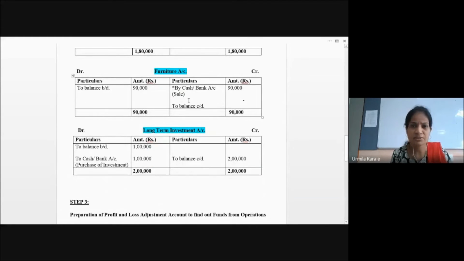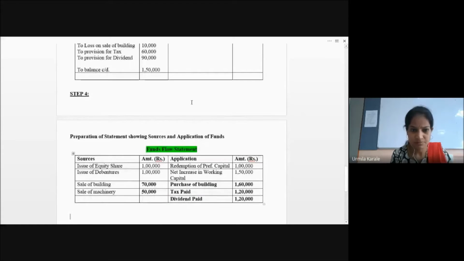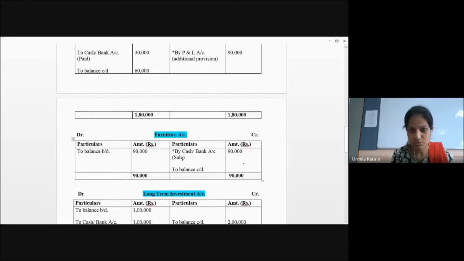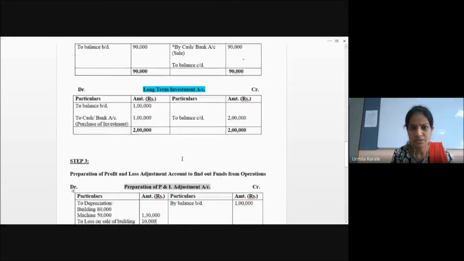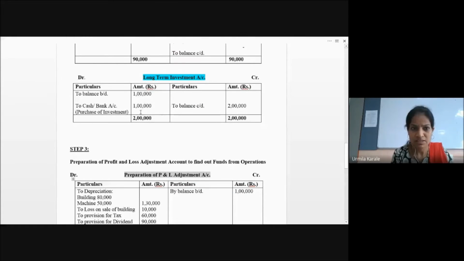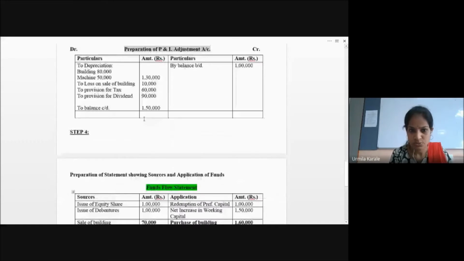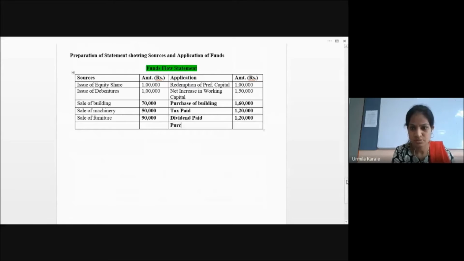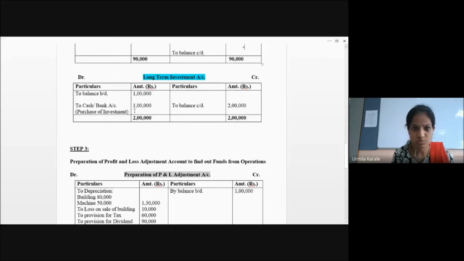Now go to the furniture account. Sale of furniture hai, you will receive the cash. Fund flow, so sources side 20,000. Furniture account is also done. Last, investment 1 lakh increase. Purchase kiya means you will spend the money, 1 lakh. So here, purchase of long term investment 1 lakh. This is also done. We are done with all the accounts. We are done with the statement.